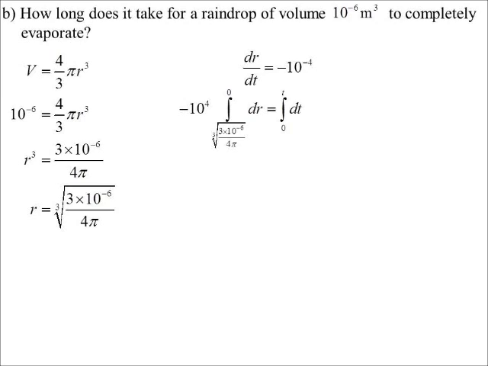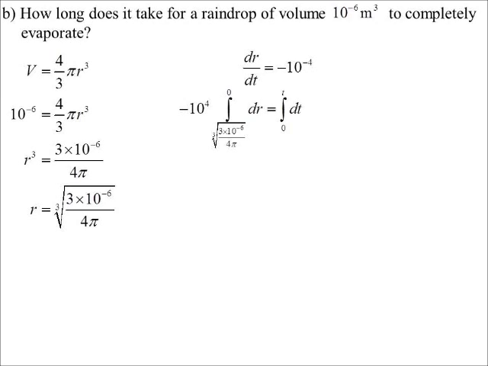Now, you can think of it this way. It's like I've said, I'm going to multiply both sides of this equation by dt. And so I end up with dr equals negative 10 to the negative 4 dt. Whatever I do to one side of the equation, I do to the other. I'm now going to integrate both sides of the equation. But the limits have to be with respect to the relevant thing.